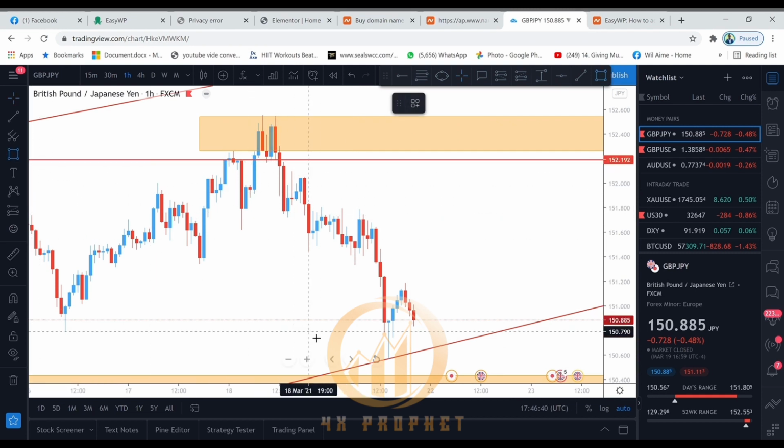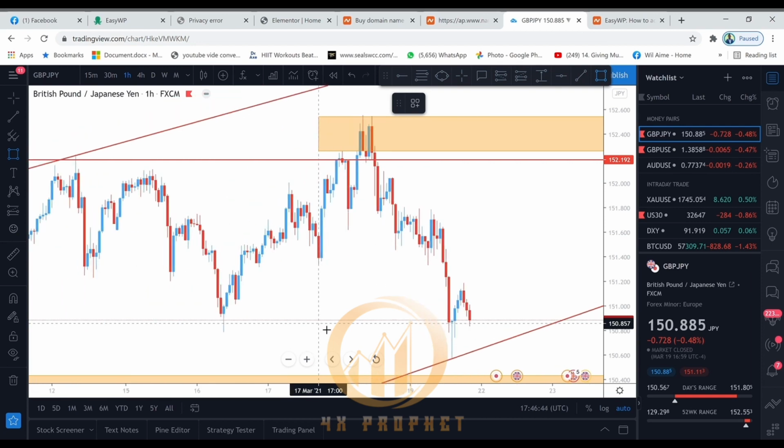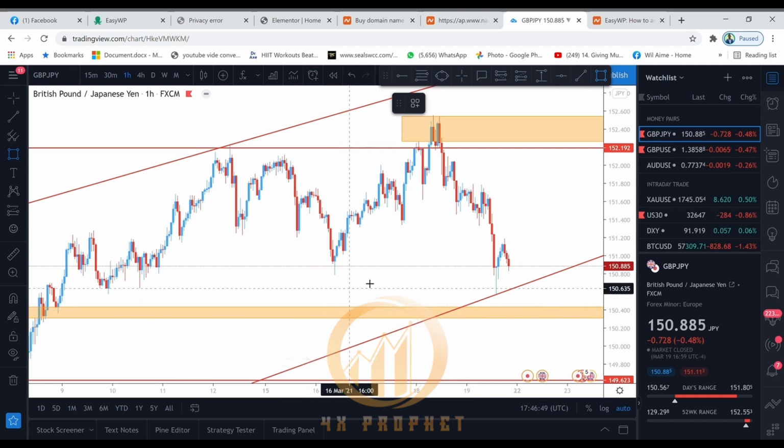This right here is our support, and as we could see, it tested this area in the past, right? Let's zoom out and see where else it tested it, just so we can have a clearer picture. Wow. It tested this area a lot. A lot, a lot. Let me just put that there. Here we go. So we can have an idea.